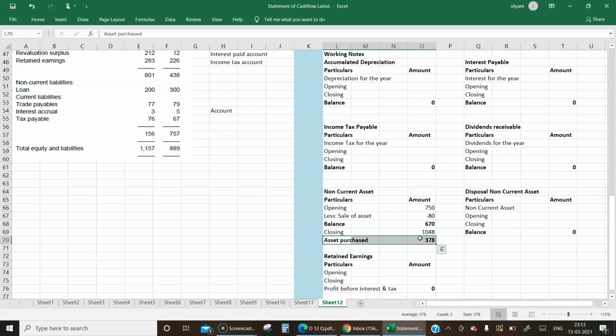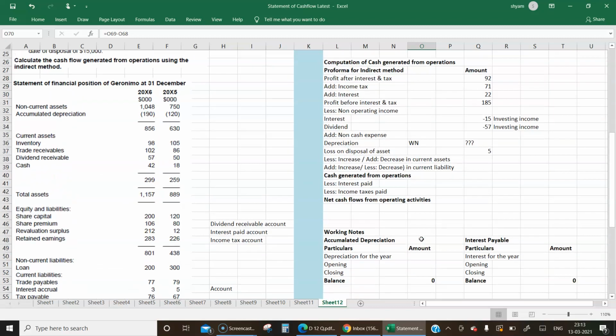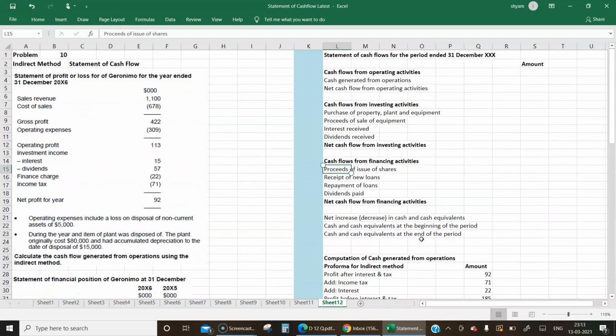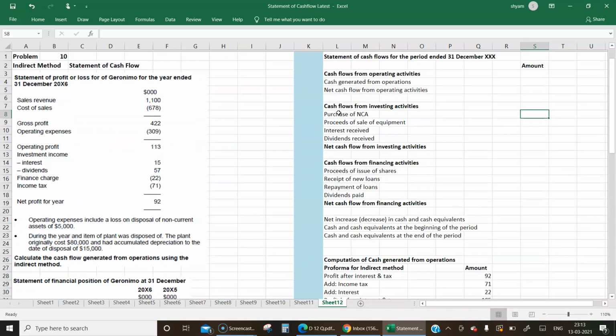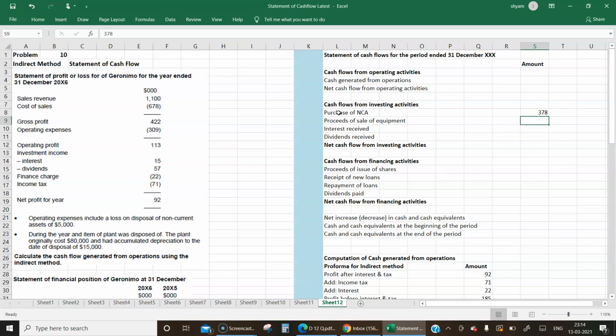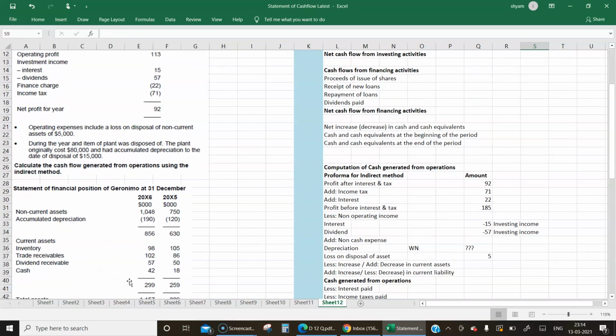We'll also take this 378 and put it in the asset purchased. I think we could put purchase of asset itself, or property plant. Okay, purchase of NCA, non-current asset, the value is 378. As it is purchased, it should be a negative number. So done, the asset is over.